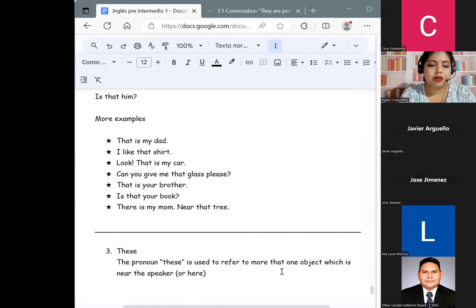And again, we are going to have two examples of this word. And then we are going to have more examples, or in this case, in which cases we can use this word.